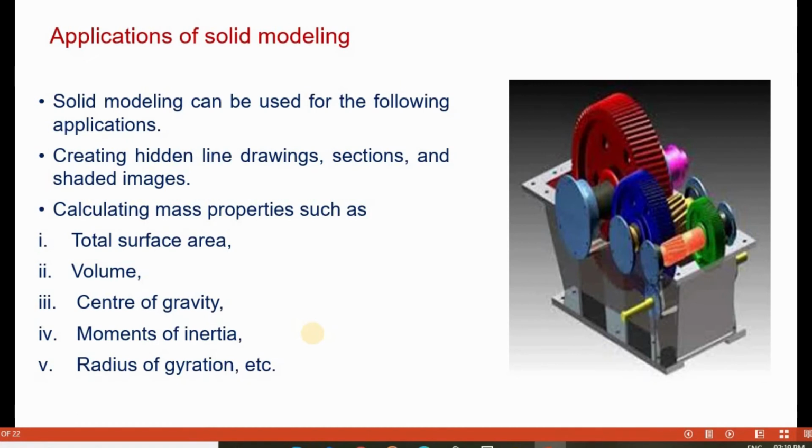What are the applications of solid modeling? There are various applications of solid modeling, such as creating hidden line drawings, sections, and shaded images. So these are possible in solid modeling. Also, we can calculate the mass properties such as total surface area, volume, center of gravity, moment of inertia, radius of gyration, and so on.